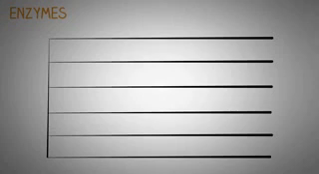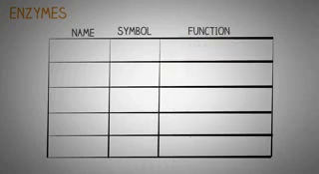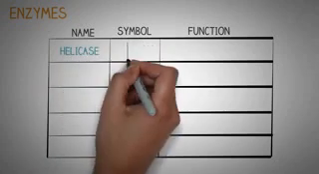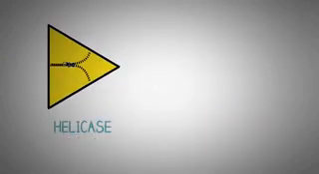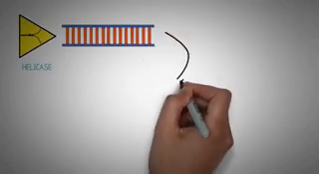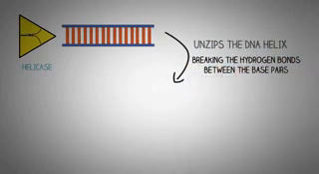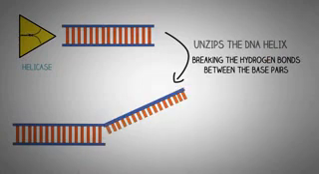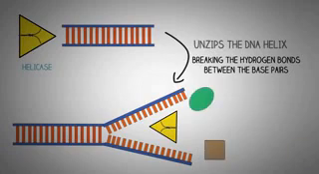Now let's talk about the various enzymes that make this complex process of DNA replication possible. In this table, we will study the name, the symbol, and the function of the enzymes involved in the process of DNA replication. The first enzyme that we will discuss is the enzyme helicase, which will be denoted by this symbol. Now, the main job of the enzyme helicase is that it unzips the double helix structure of the DNA. The enzyme helicase performs this function by breaking the hydrogen bonds between the base pairs. This separates these two strands, creating the replication fork upon which various other enzymes will act in the process of DNA replication.